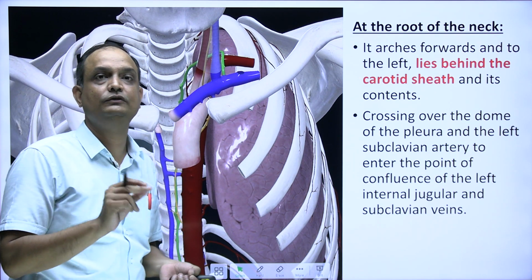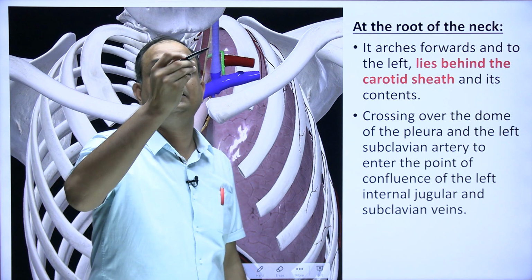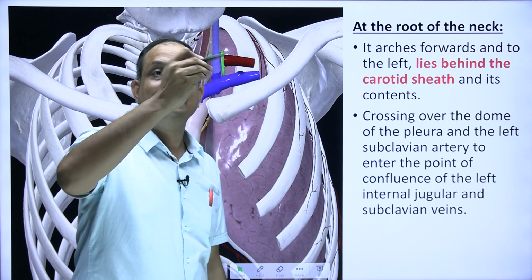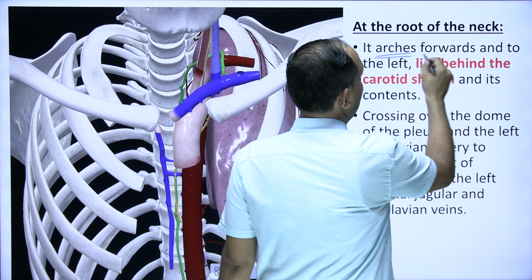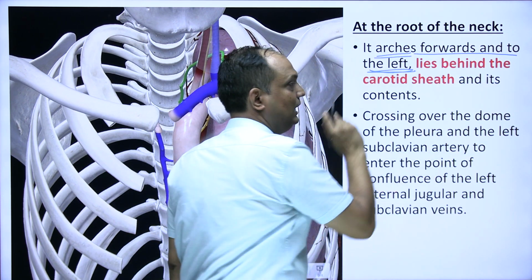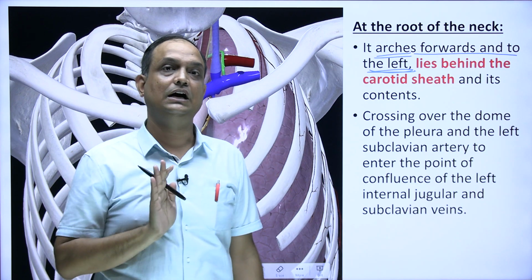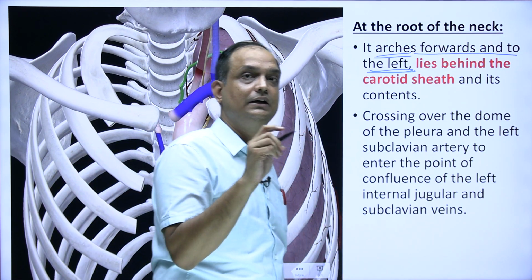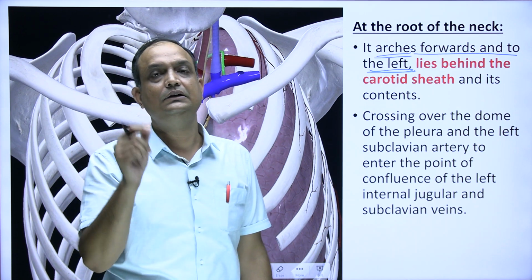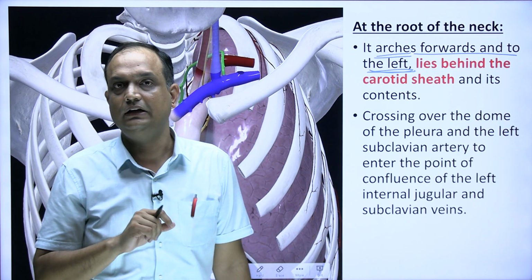Now, what is happening in the root of the neck? In the root of the neck, you have to write down about the arch. This arch lies forward and on the left. The arch is not straight, it will go on the left, because it is going to terminate at the junction of the left internal jugular vein and left brachiocephalic vein.